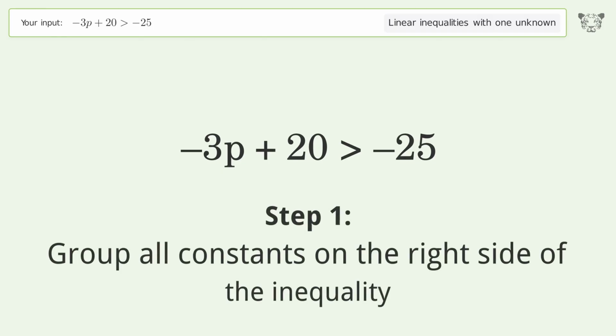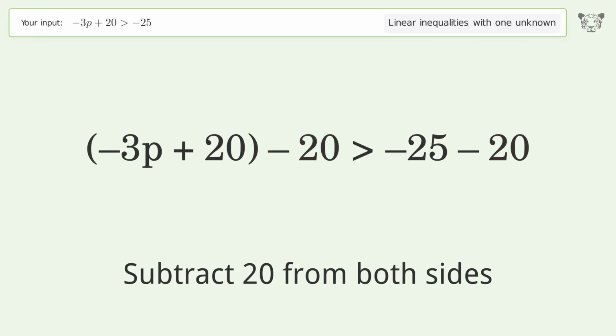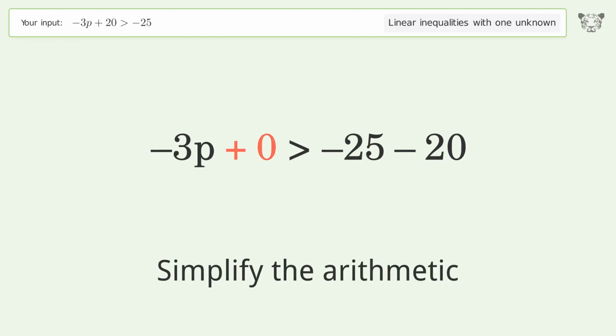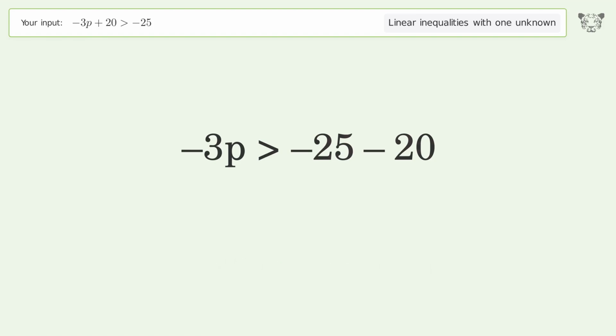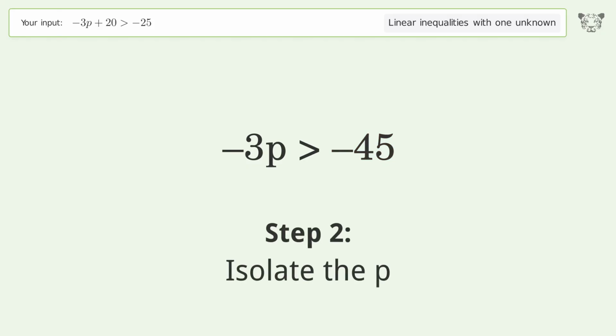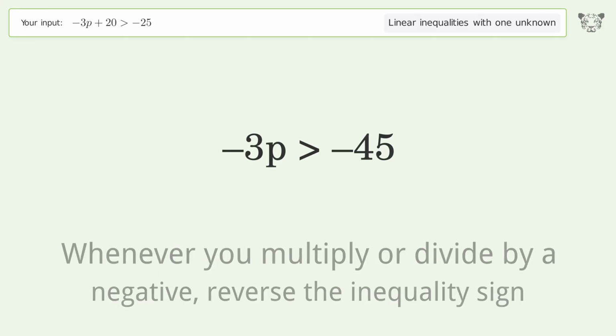Group all constants on the right side of the inequality. Subtract 20 from both sides. Simplify the arithmetic. Isolate the p. Divide both sides by -3. Whenever you multiply or divide by a negative, reverse the inequality sign.